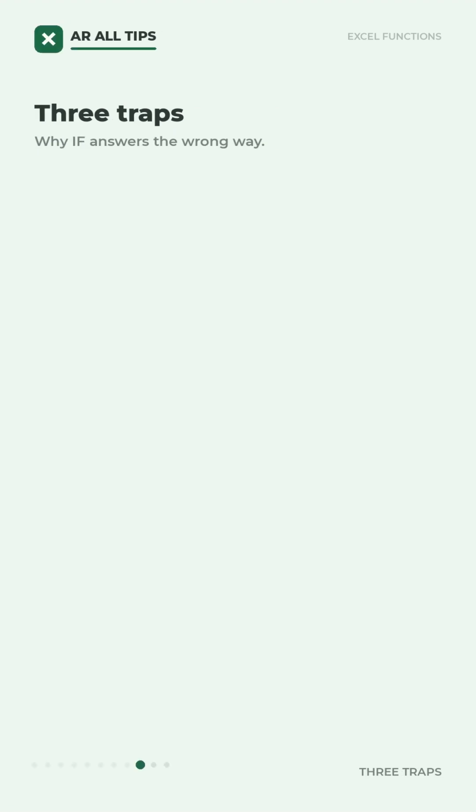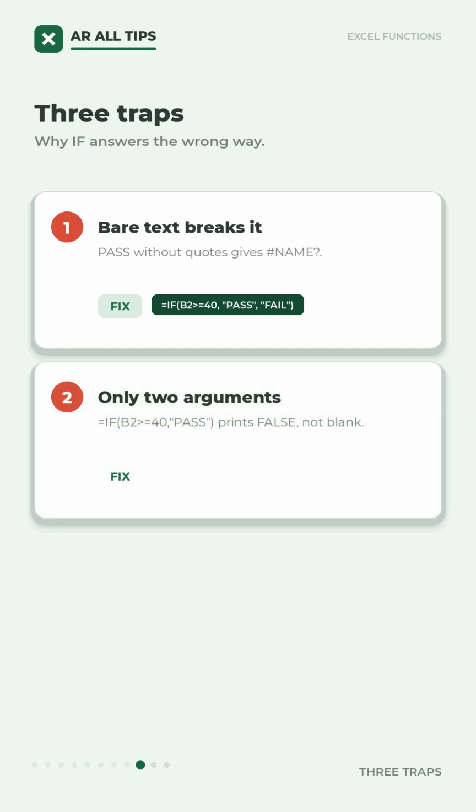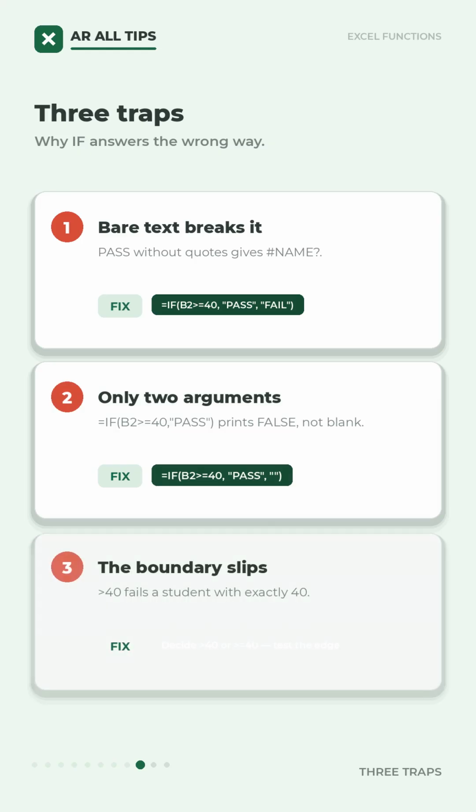3 traps. 1. Bare text. Pass without quotes gives you a name error. Always quote your words. 2. Leaving out the third argument. IF with only 2 parts prints FALSE when you expected a blank. 3. The boundary slip. Greater than 40 fails a student with exactly 40. Decide your edge on purpose.